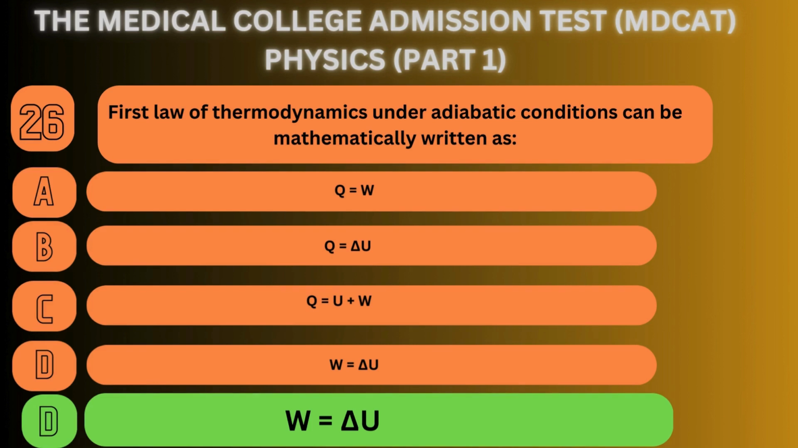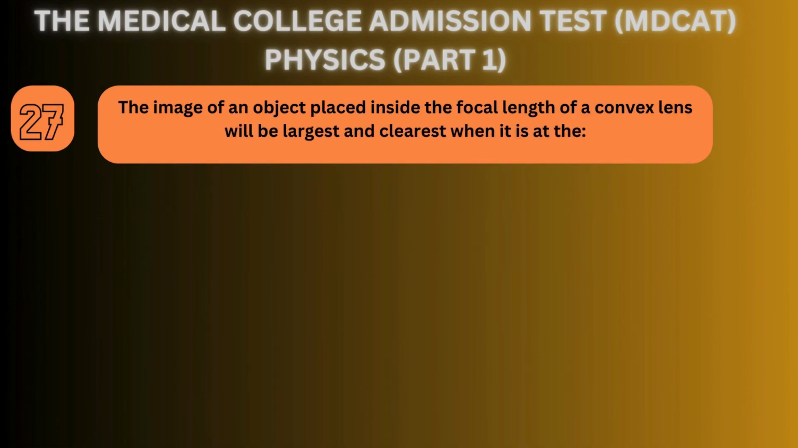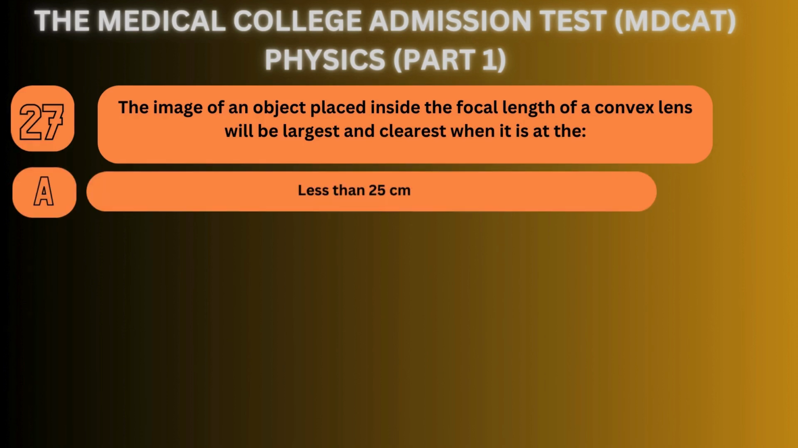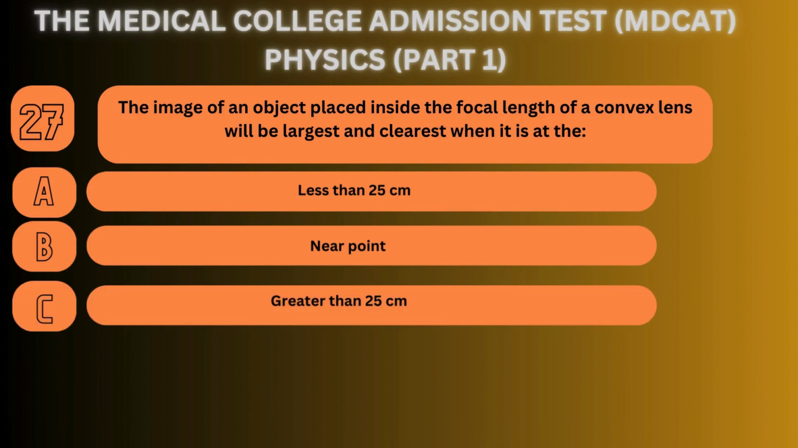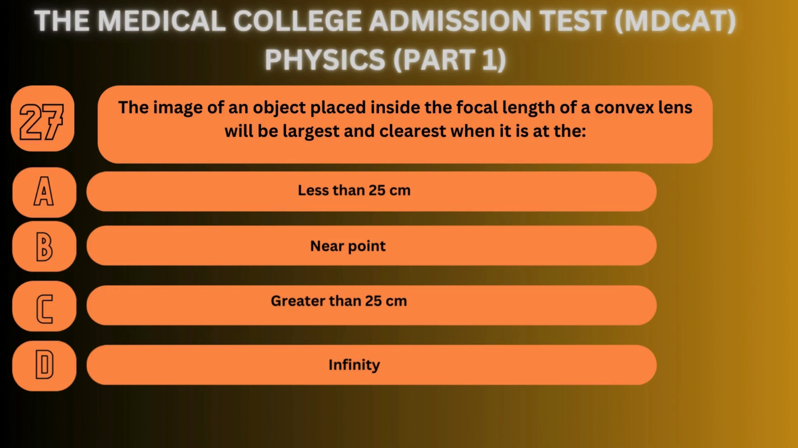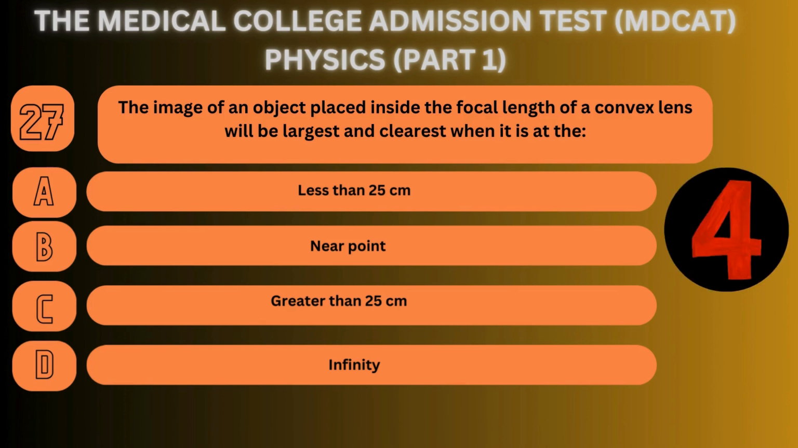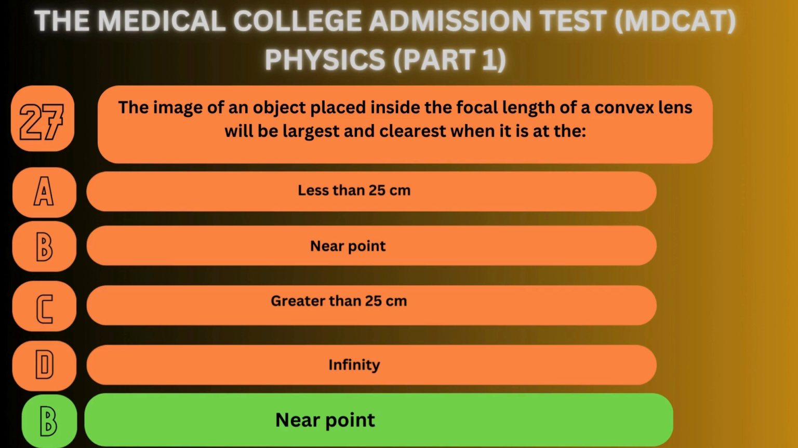Question number 27. The image of an object placed inside the focal length of a convex lens will be largest and clearest when it is at the, option A, less than 25 centimeters, option B, near point, option C, greater than 25 centimeters, option D, infinity. 5, 4, 3, 2, 1. Correct answer is B, near point.